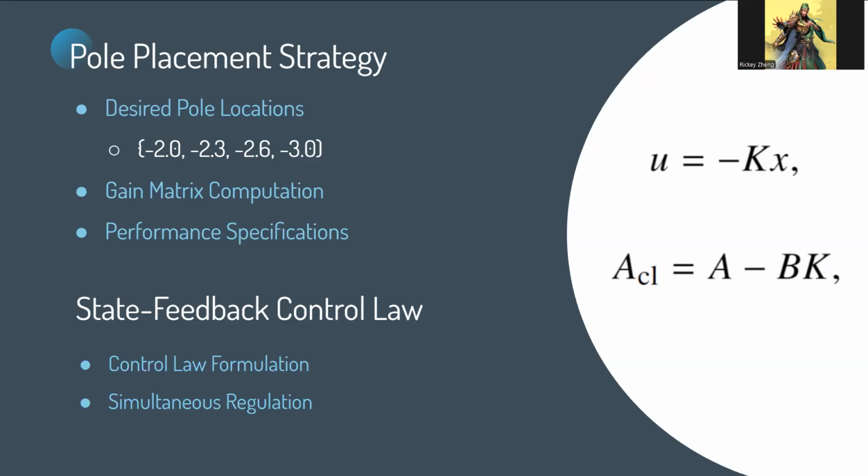Using this method of numerical pole placement, the state feedback gain matrix K is computed, which produces closed-loop dynamics ACL equals A minus BK. The state feedback control law U equals -KX stabilizes all system states, regulating the pendulum angle, angular velocity, cart position, and cart velocity concurrently.